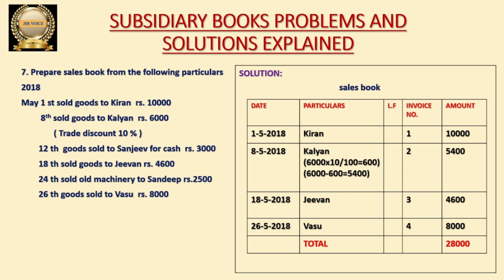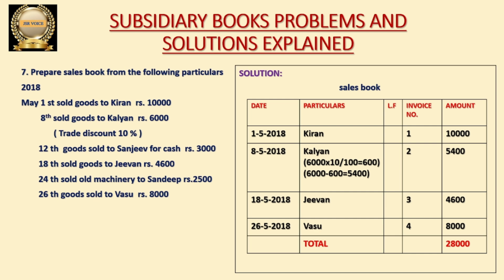Let us discuss the next transaction. 12th date. Goods sold to Sanjeev for cash. So here sold only. Goods sold, sales book. But let us see whether it is satisfying three conditions or not. Goods is sold, goods only, one condition satisfied. To Sanjeev, name is given, second condition satisfied. For cash, so it is cash sales. Will you record it? No, cash sales will not be recorded in the sales book, only credit sales. So don't record this due to that factor. Okay, leave it.